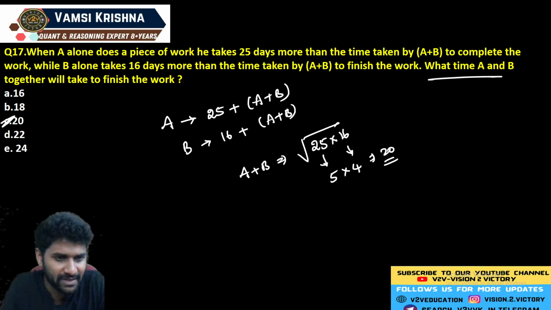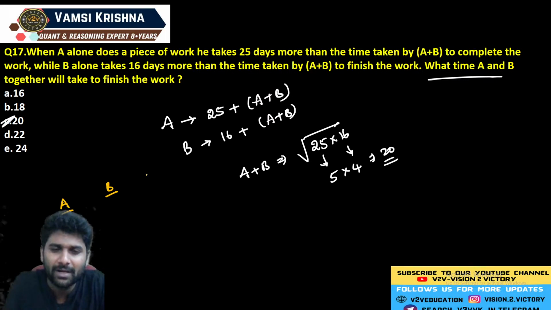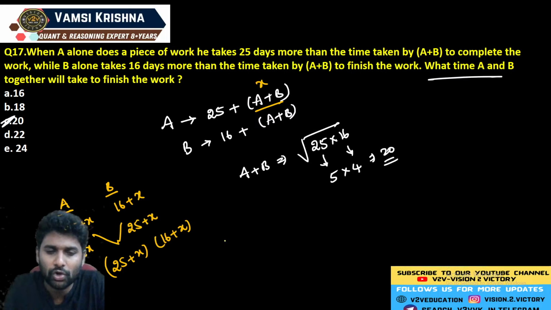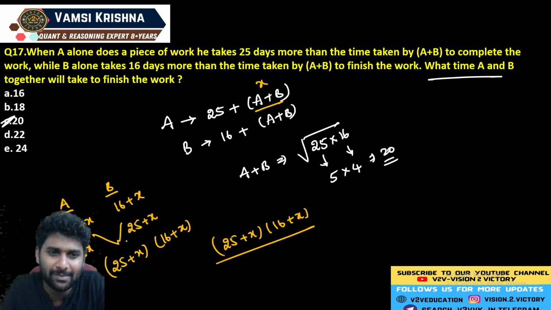If you want the procedure, let me help you with the procedure too. Why? Because you should learn all the concepts guys. Let me tell you. A, B. Now the question: A and B together take x days. For A, it takes 25 plus x. For B, it takes 16 plus x. So what is the total work? It's a common multiple of 25 plus x and 16 plus x. Now A takes 25 plus x and B takes 16 plus x. So total work divided by the efficiency of that person. So 16 plus 25 is exactly equal to 41 plus 2x.